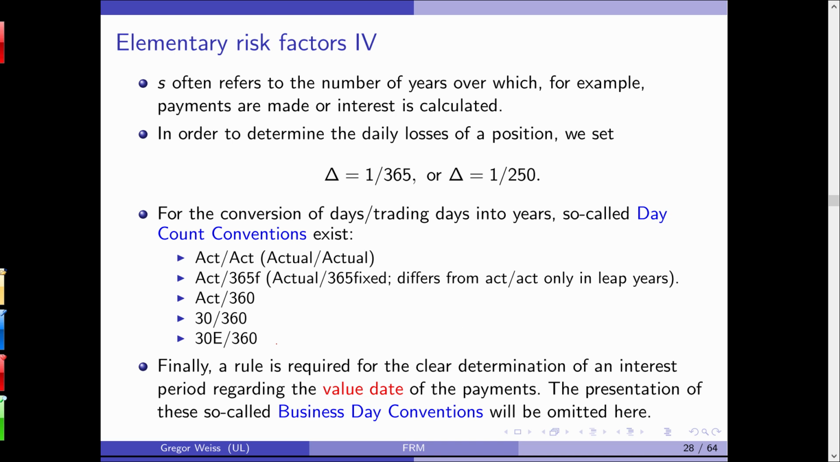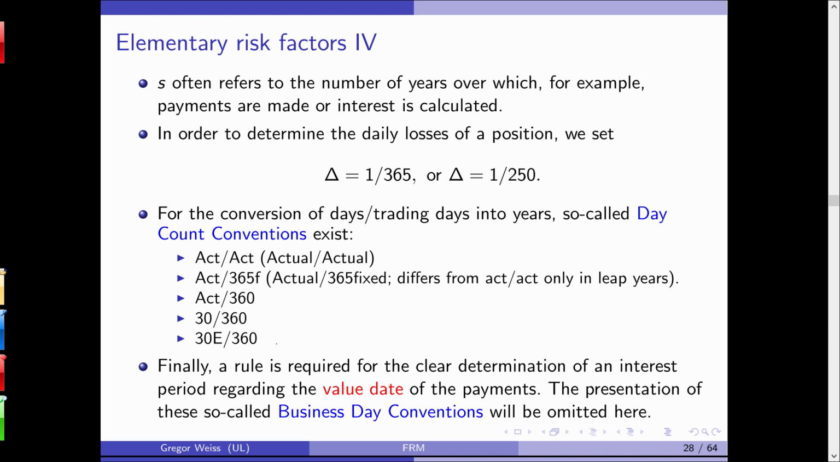S often refers to the number of years over which, for example, payments are made. Usually S is the number of days. In high frequency trading, it's probably the next 5 seconds, but we would then set, for example, a delta to be 1 over 365. And at this point, I usually want to remind you of something that is actually quite important in practice, but I have never seen any research article on this. This is day count conventions.